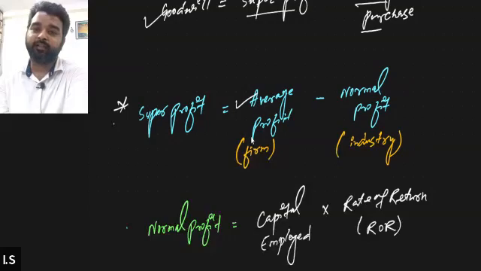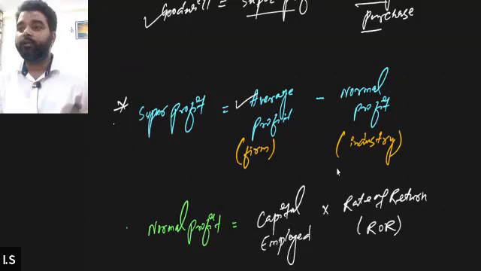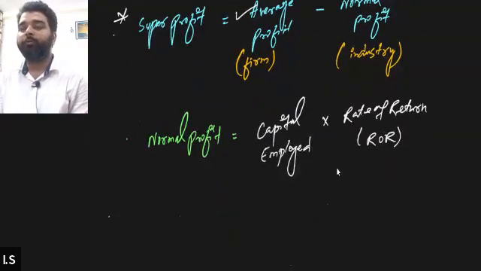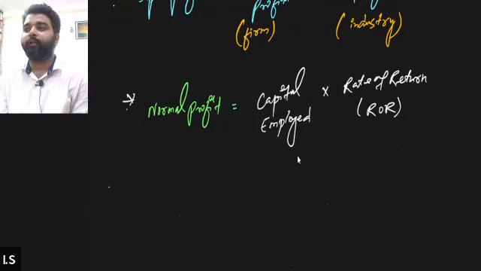And if it is given in the question, then that value can be taken directly in this formula. And out of the average profit, we will subtract the amount of the normal profit of the industry. And if the normal profit is also not given in the question, then in such a situation also, we have to apply one more formula, which is capital employed into the rate of return or the return on investment.